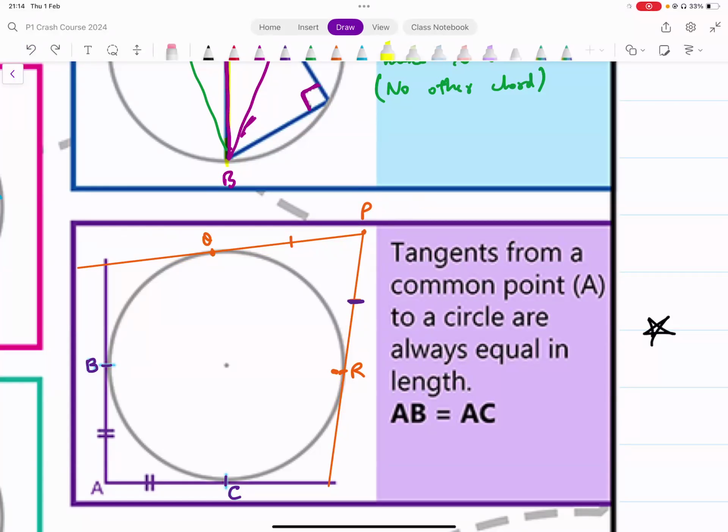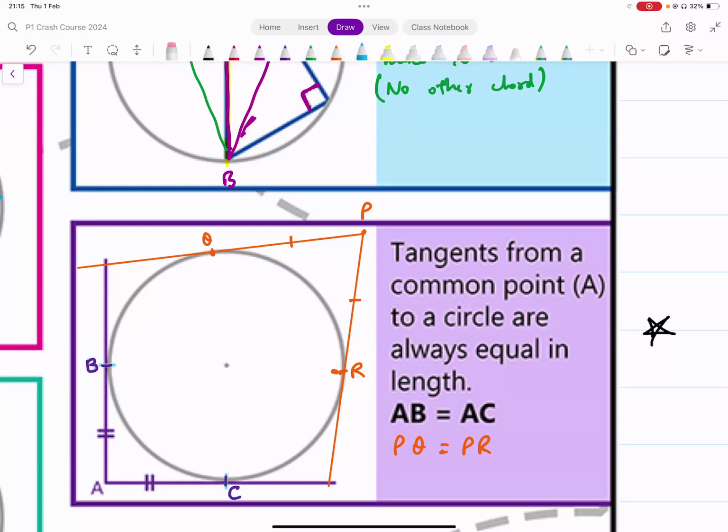Now, there are a number of things that are true about these two tangents. Number one, these two tangents are always equal. So you can say PQ is equal to PR. I'm talking about this orange one. PQ is equal to PR. Make sense? These tangents are equal. But then there are a number of other things that are also true here.